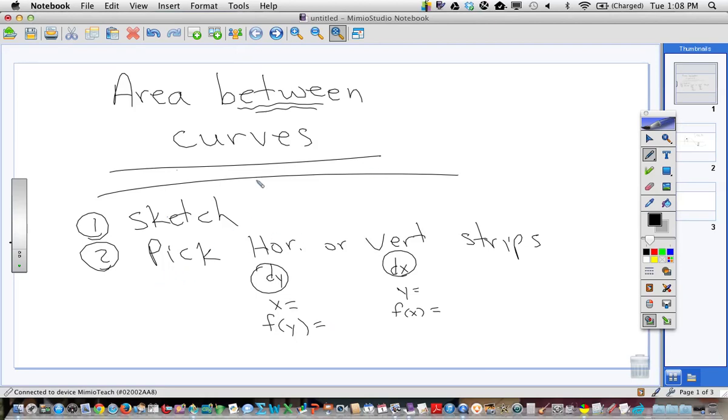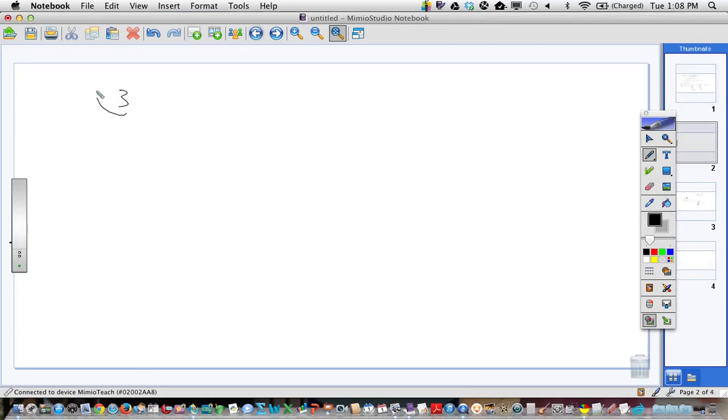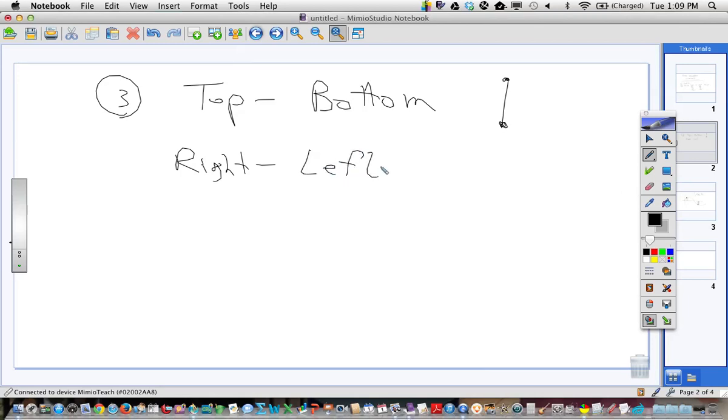All right, and then I guess I need a new page here. Number 3 would be top minus bottom is the key thing for vertical strips, and right minus left is the key for horizontal strips. Top minus bottom, right minus left. And you set up your integral, and then most of the time you just type it in your calculator. Now, I'll give you points for getting the right sketch, having the right integral set up, and then getting the final answer is the last part of it.